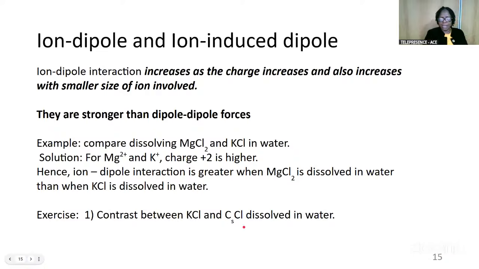And so you can do an exercise with the other one that I put there, considering KCl and CsCl. What do you need to consider here? Both potassium and cesium are in the same group. Chlorine is common to both of them. So you need to consider their position in the periodic table.